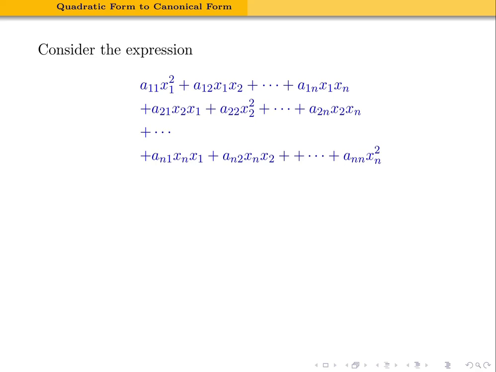Welcome to this session. Now we are going to see the quadratic form to canonical form.